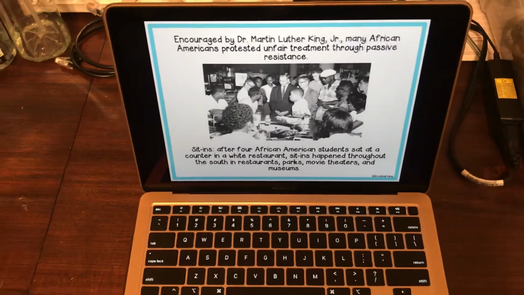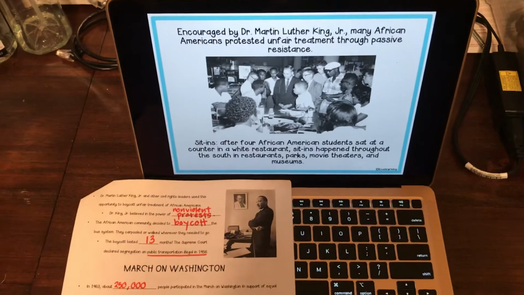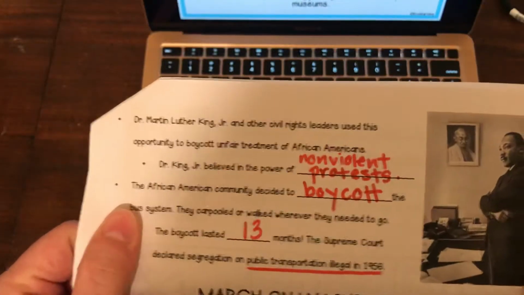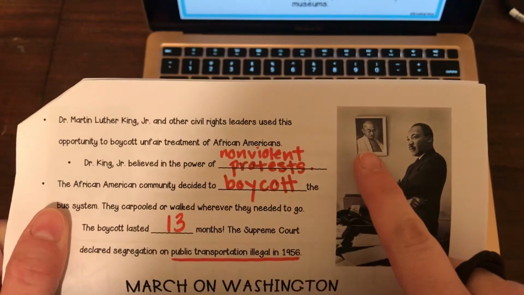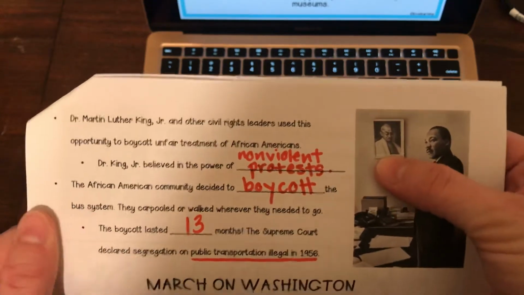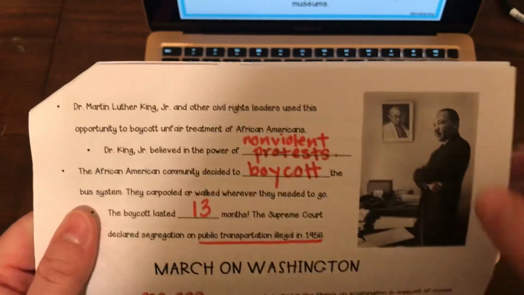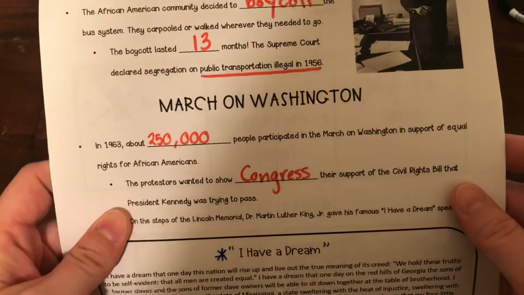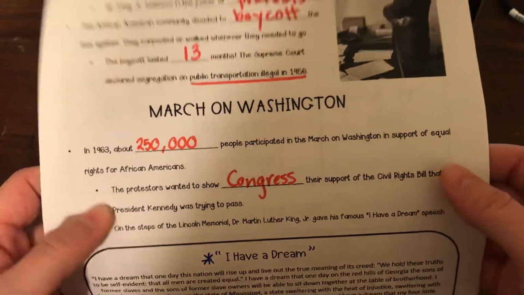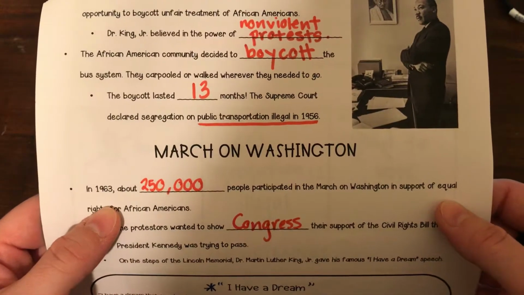So, encouraged by Dr. Martin Luther King, African Americans protested unfair treatment through passive resistance. This means that there was non-violent protests involved. We saw that Dr. King was inspired by Gandhi, who was from India. He worked to have passive resistance against his government for change as well. And he noticed how well that worked. And so it began to be something that they would really encourage for equal rights for all people, but equal rights for African Americans specifically in that time.